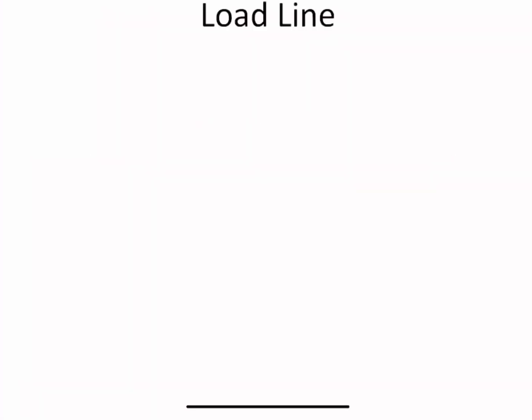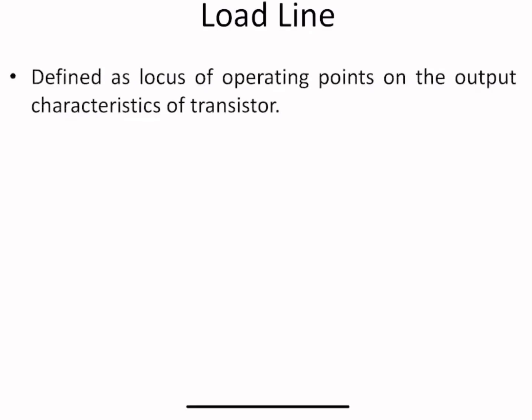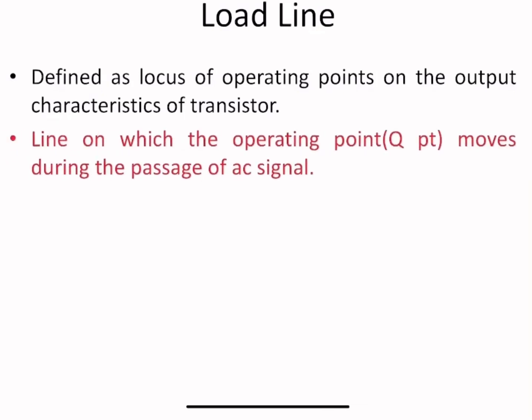Now what is load line? Load line is defined as the locus of operating points on the output characteristics of a transistor. It is also defined as a line on which operating points move whenever an AC signal is applied to the circuit, or we can say when an AC signal is applied to the circuit, along this line operating points move.